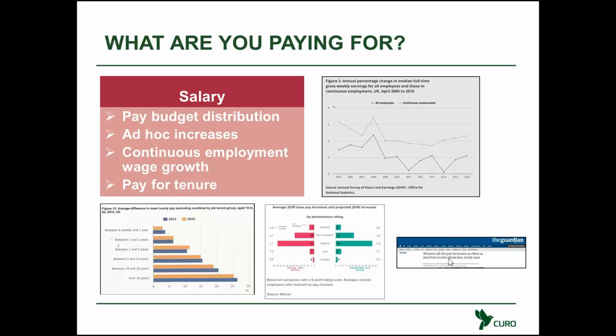Another point to consider is whether you're using a proportion of your pay budget just to pay for tenure rather than paying for anything else. So it is worth running the analysis to look at your average wage increase or pay rates by length of service, and just to check what's going on there. So a few pointers there for having a look at what you're actually paying for from a fixed pay perspective.